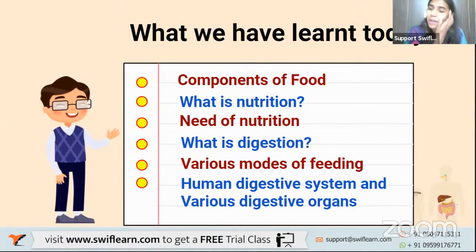Okay, so coming back to the portion, we'll have a quick revision of what we learned today. Number one, components of food. We learned that we eat food for gaining nutrients. What are the different types of nutrients? You have carbohydrates, proteins, fats, minerals, and vitamins. Apart from that, you also eat roughages, that is, fibers you get from vegetables and fruits.